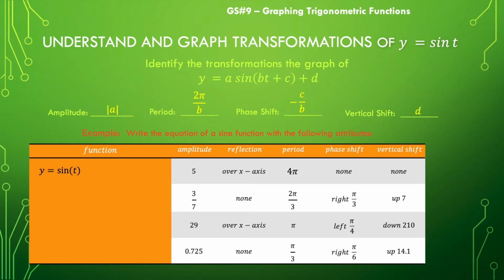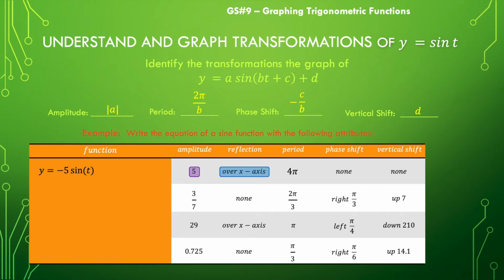Now, if I know the amplitude is 5, I can go ahead and say that the amplitude here is 5. We can put it right in front of the whole function. And then next, if I say that this is going to reflect over the x-axis, then I'm going to need to add a negative in front of that 5.